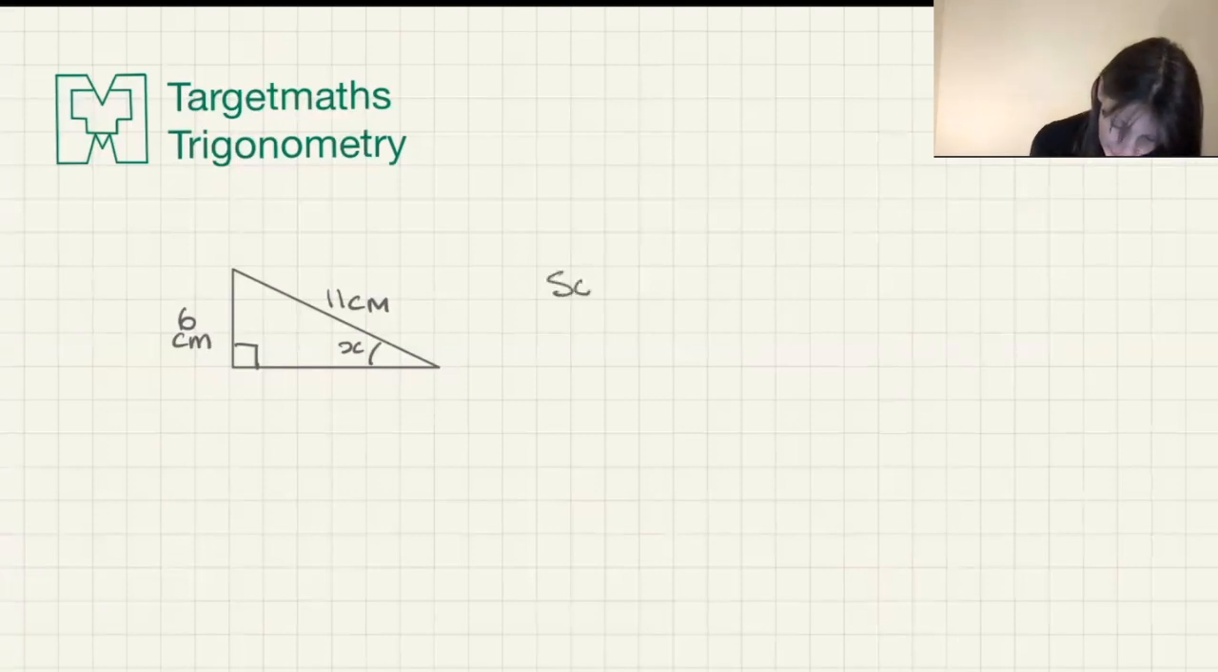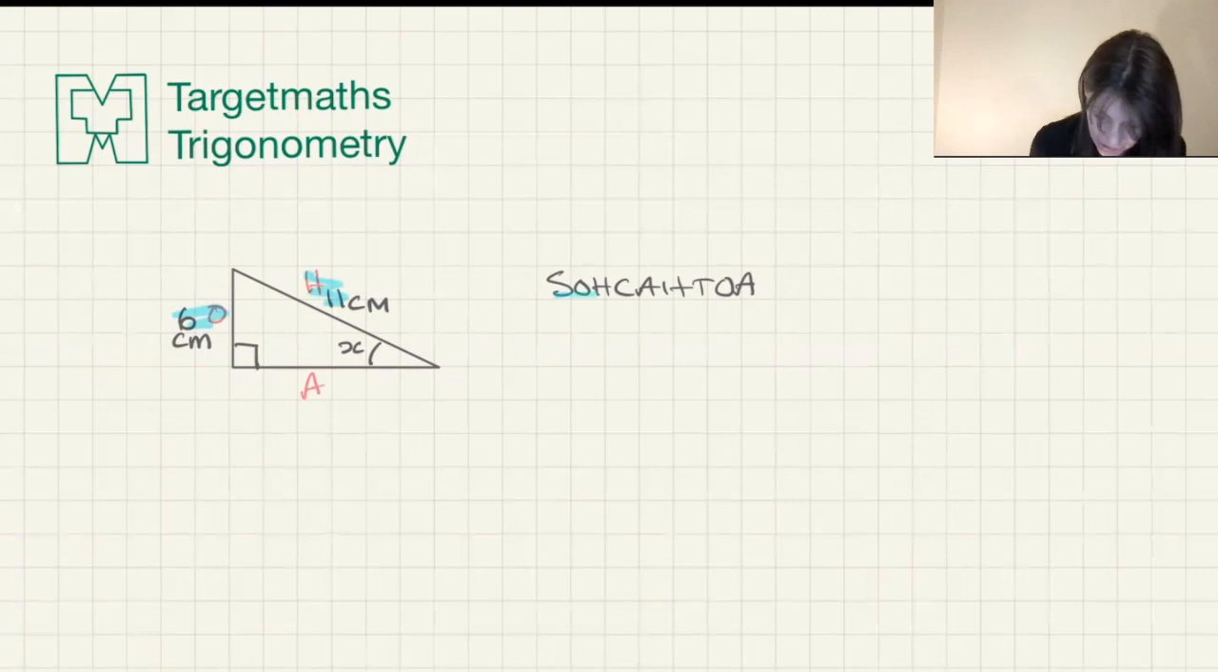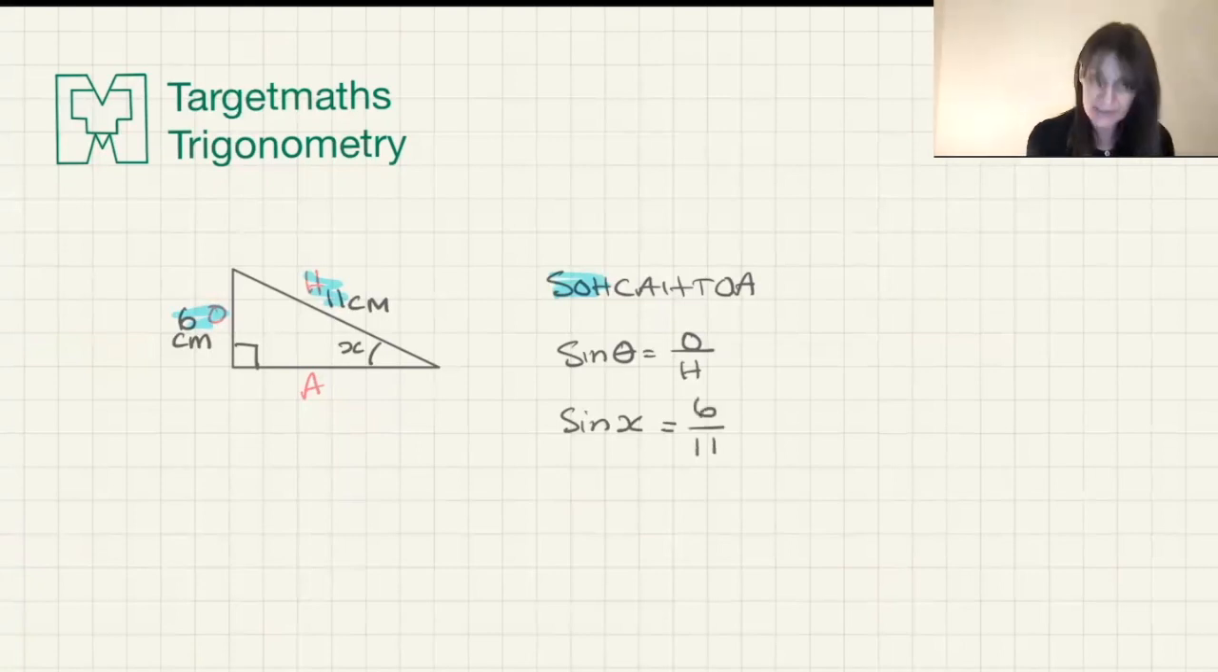Okay, so we have got SOHCAHTOA, label O-H-A. These are my important ones, which is O and H. So getting the information, I go to the angle and it's X. It's not a value, so I will put X in. O is 6, H is 11.